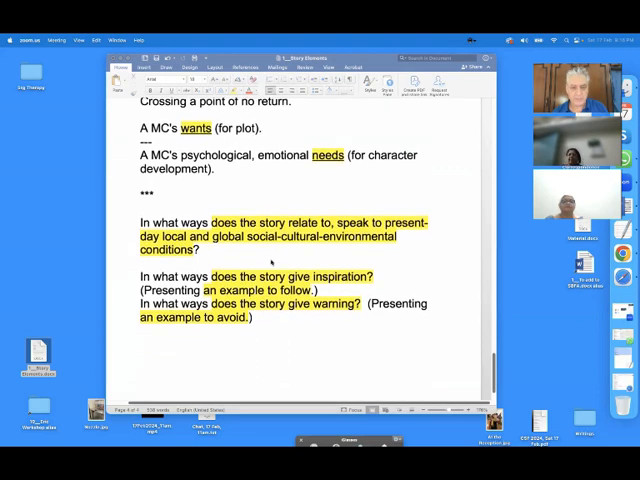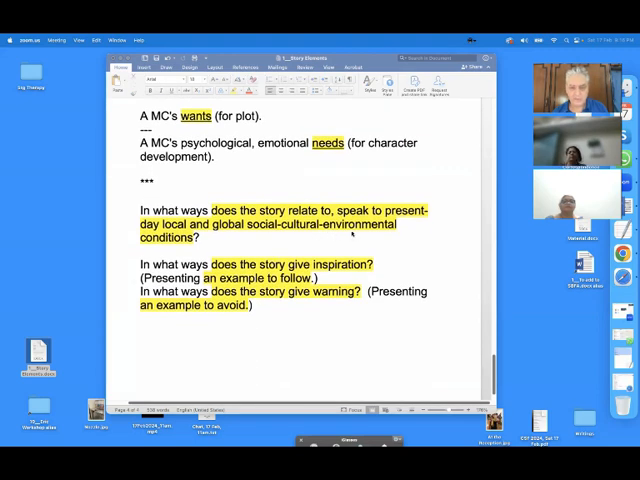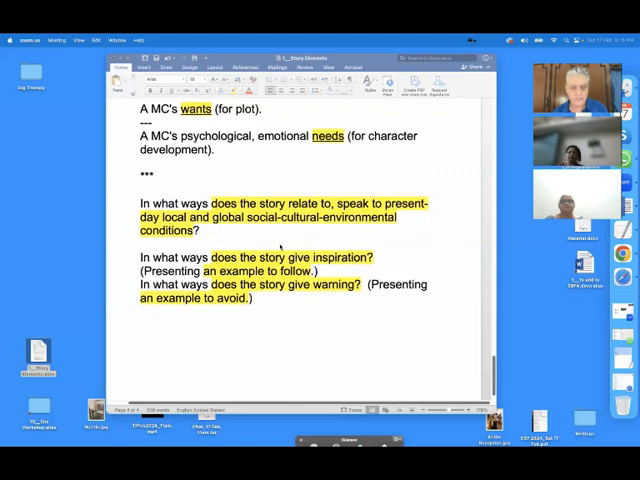Okay, let's also keep a lookout for how a story relates to and speaks to the present day local and global social and cultural conditions. And of course, does the story inspire us, or does the story give us warning? A story where characters make poor decisions and things end badly, that's a warning story for us. Where inspiration is a success story.